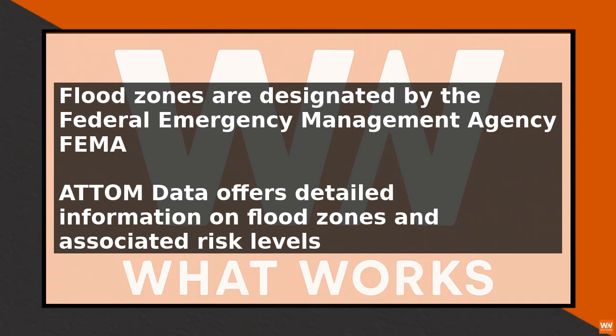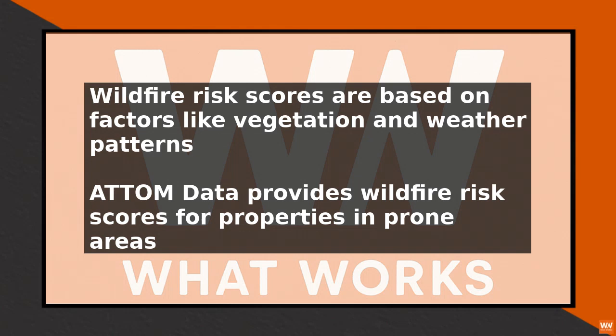Another important concept is wildfire risk. Wildfire risk refers to the potential for a property to be affected by a wildfire. ATTOM Data provides wildfire risk scores, which are based on factors such as vegetation, topography, and weather patterns. In addition to flood zones and wildfire risk, ATTOM Data also provides information on proximity to toxic waste sites. This data is essential for understanding the potential environmental hazards associated with a property.